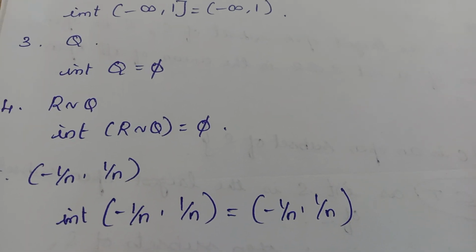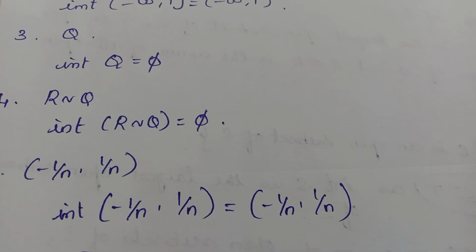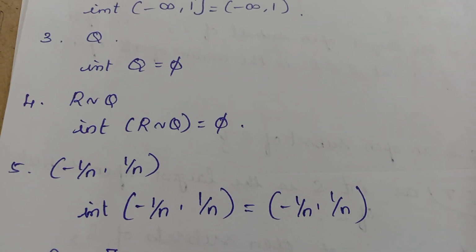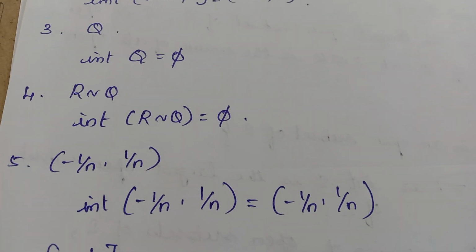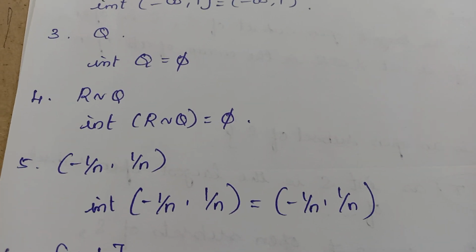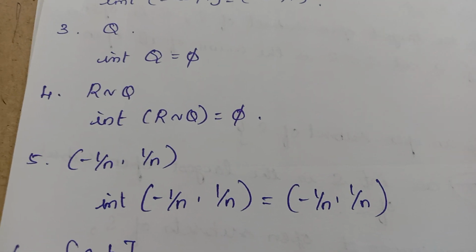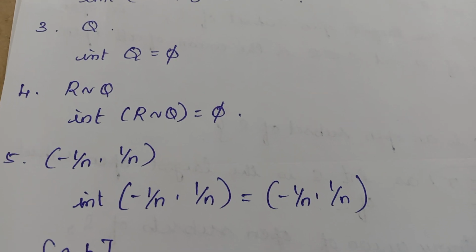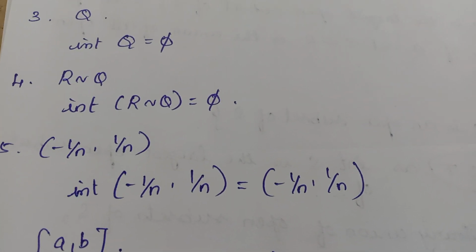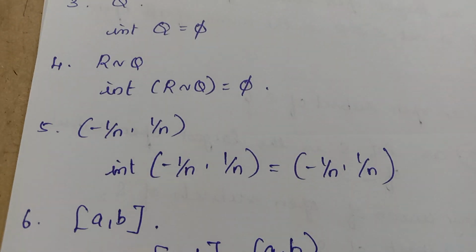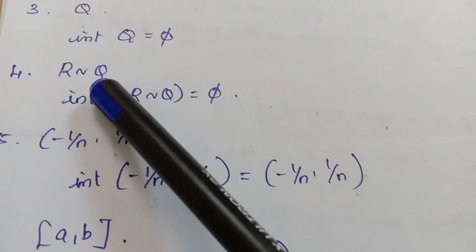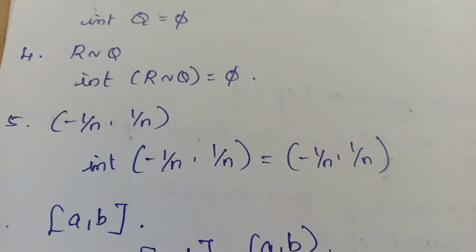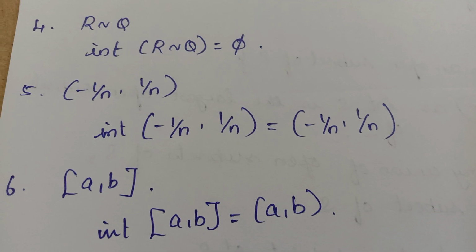Next, the interior of Q equals the empty set, because no point is an interior point of Q. Whatever rational number you take, or whatever real number you take, if you consider any neighborhood or any open interval containing that point, it will contain infinitely many irrational numbers also. Therefore, Q is not a neighborhood for any of its points. So the interior of Q equals the empty set. Similarly, for irrational numbers also, whenever you take any number, any neighborhood of that number will contain infinitely many rationals and irrationals. Therefore, the interior of R minus Q is also equal to what?